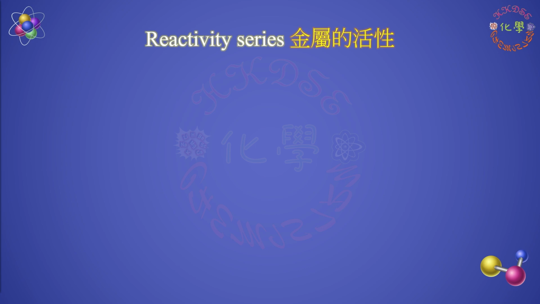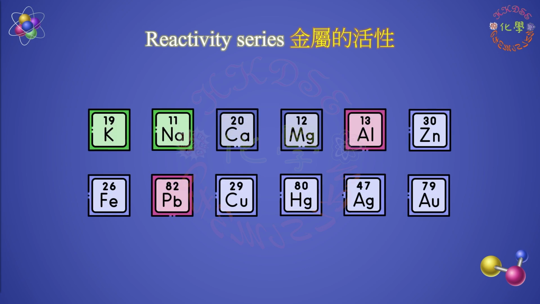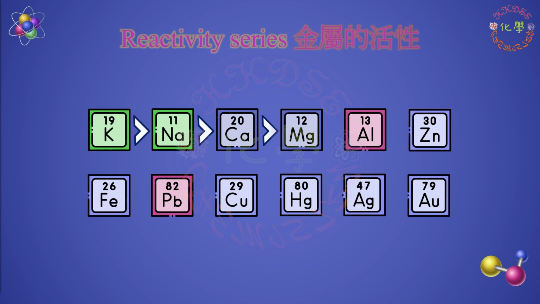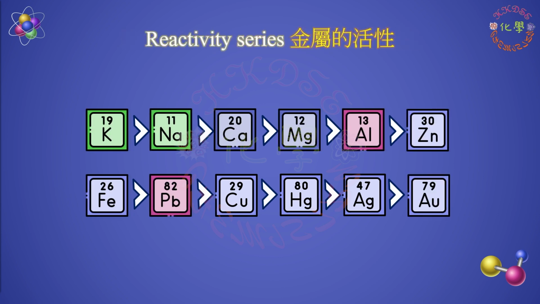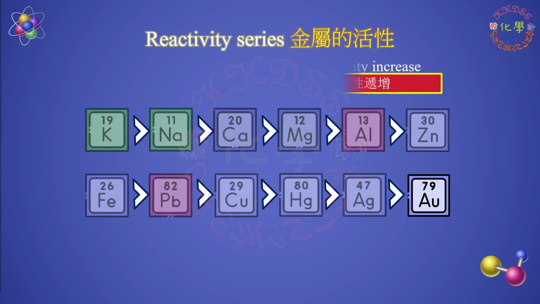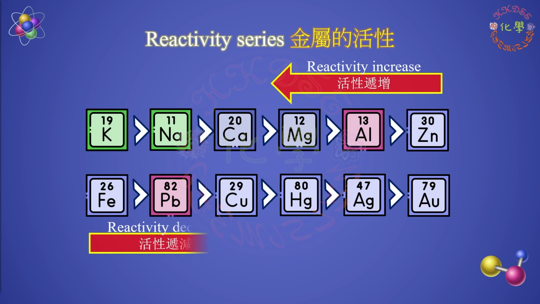According to the experiment results, try to rank the metals from most to least chemically reactive. Here's the reactivity series. As you can see, we've ordered the elements from the most reactive to the least reactive. Here's gold. And you can see that all of these elements are more reactive than gold. That means that any of these elements could displace gold from its compound.